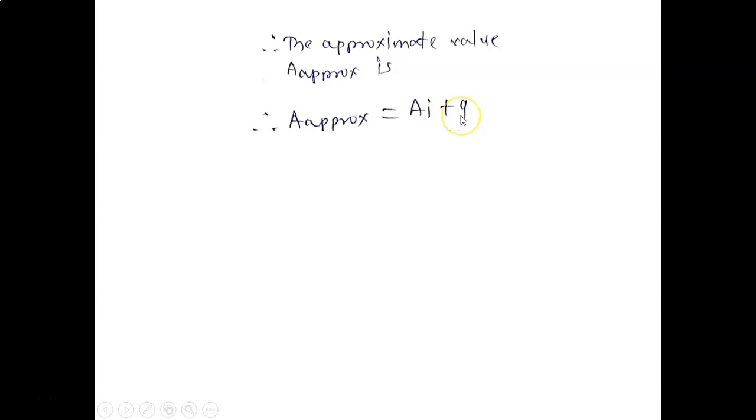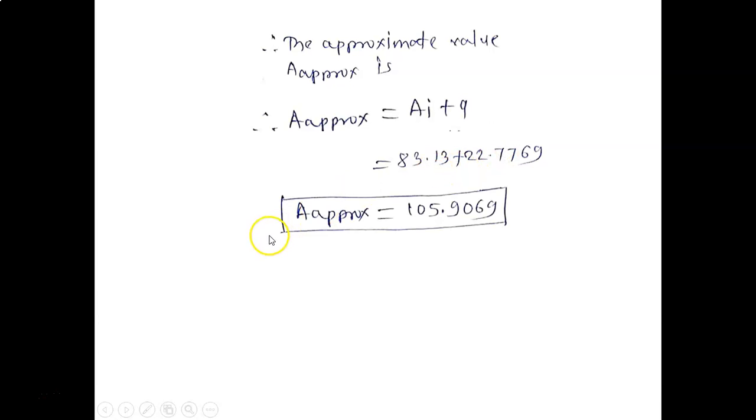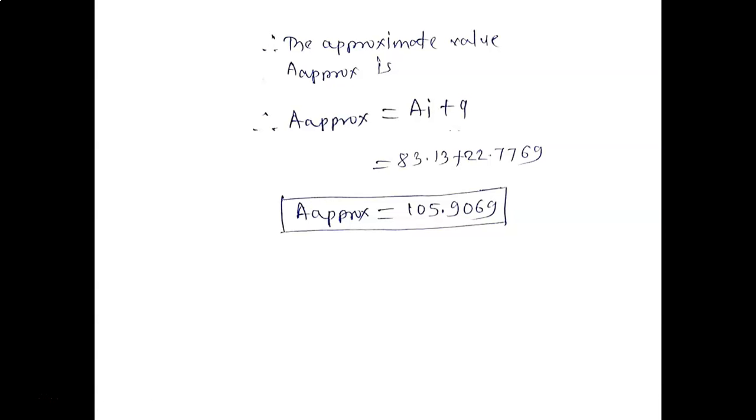Now, the approximate value, A approximate. What is the equation? A approximate is equal to Ai plus small a. Substituting the values, Ai is equal to 83.13 plus small a, which is 22.7769. Making the addition of these two, we get A approximate is equal to 105.9069. Therefore, these are the problems on non-linear functions.